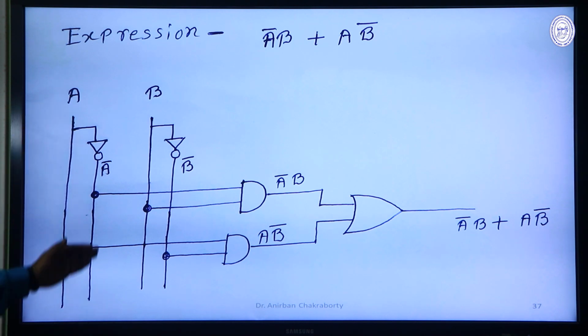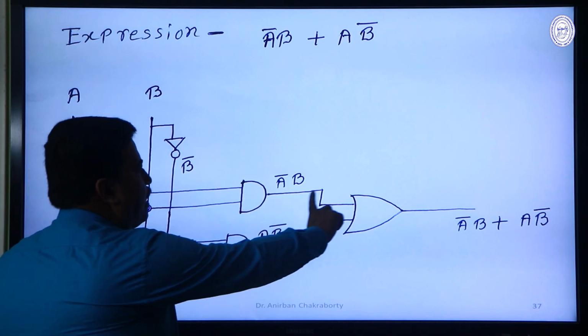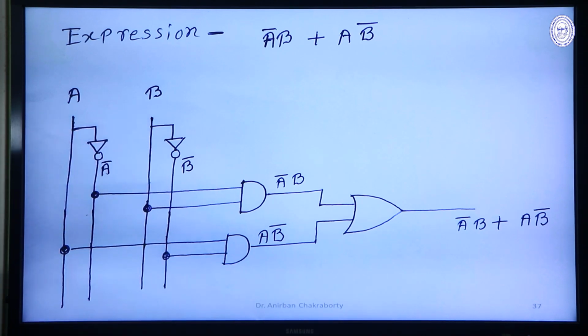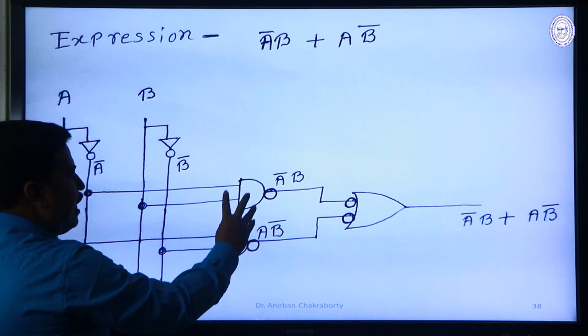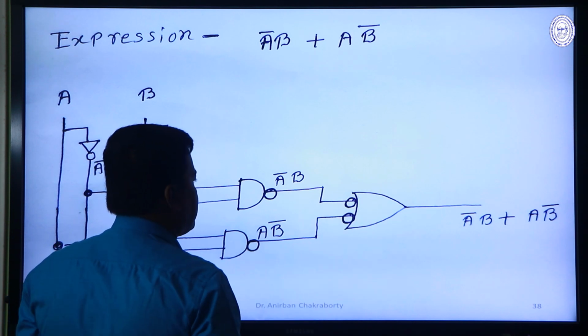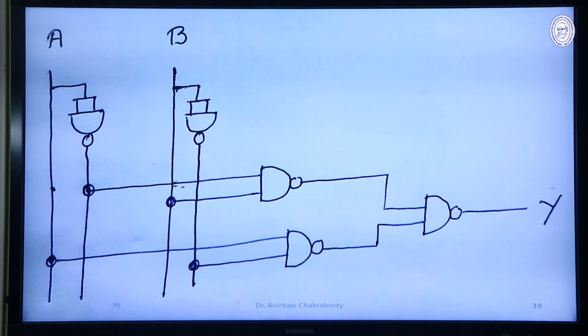So this is the final expression, A bar B plus A B bar. Now I have drawn it: A bar B, A B bar, and these two are fed into an OR gate. Now I am applying the bubble cancellation law here. After applying it, this is a NAND gate, this is a NAND gate, this is a bubbled OR gate, which means a NAND gate, and these two NOT gates are just single input NAND gates. So this is the final circuit which we have realized using only NAND gates.